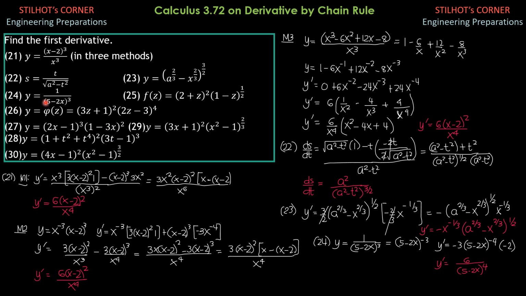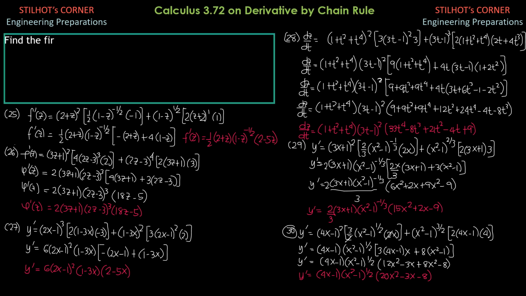Number 24, so we transform this into y equals quantity 5 minus 2x to the negative 3. Then apply the power formula. So y prime is equal to negative 3 times quantity 5 minus 2x to the negative 4. Negative 3 minus 1 is negative 4, times the derivative of 5 minus 2x, which is negative 2. So negative 3 times negative 2 is positive 6. Then we make the exponent positive, so positive 6 over quantity 5 minus 2x to the positive 4.